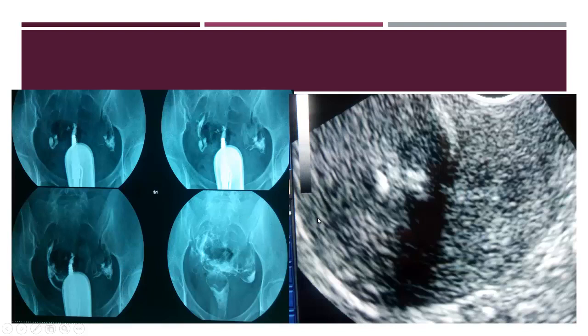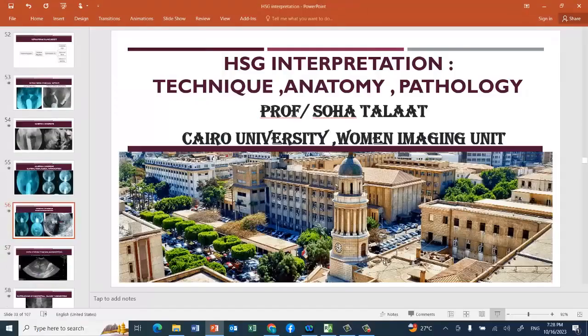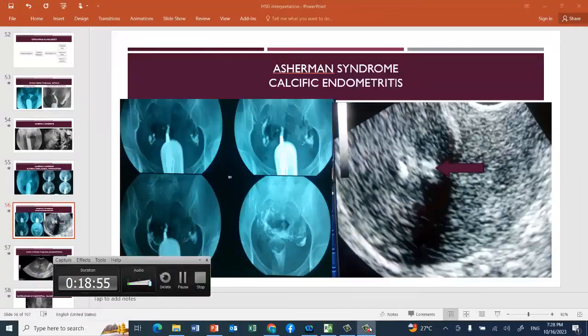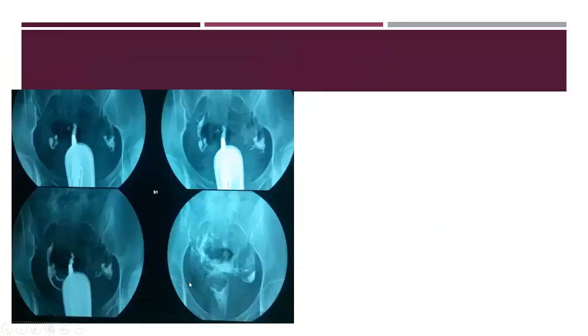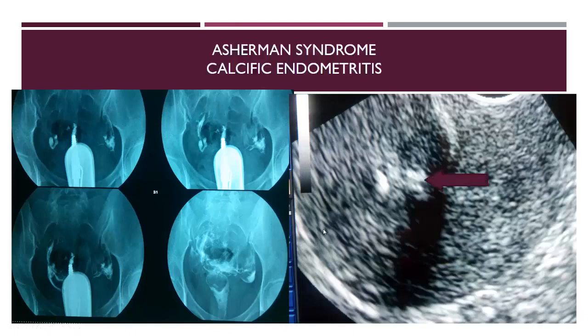So this is an irregular appearance of the uterine cavity. And when we do ultrasound, we just see calcific endometritis. Here there is calcific endometritis, and this is very, very common with TB salpingitis and endometrial cavity involvement. This is the calcification seen on ultrasound. So this is Asherman syndrome, calcific endometritis. And here the ultrasound can detect this. So this is tuberculous salpingitis. This is calcific endometritis.